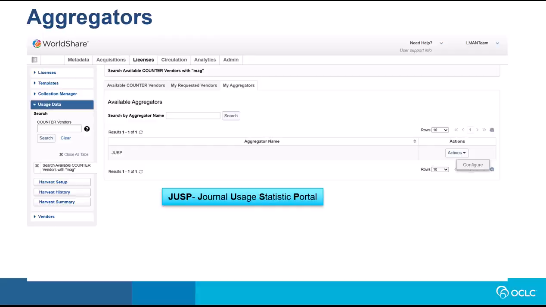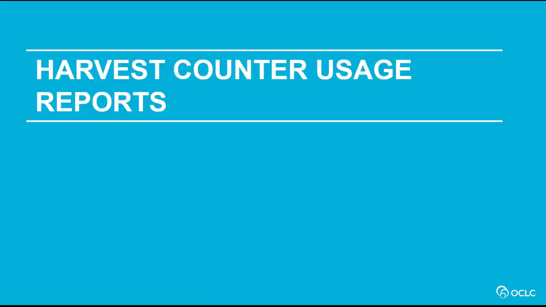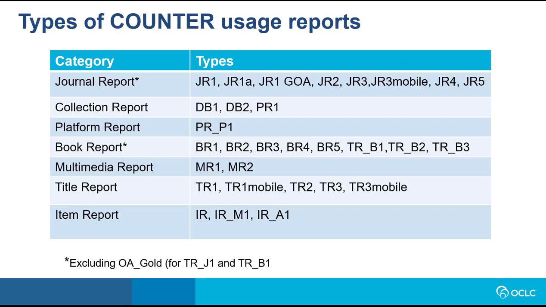After you have configured your vendors, then you can establish how you want to harvest your reports. Let's see how you can set up to harvest Counter usage reports. There are several types of Counter usage reports under the categories of Journal, Collection, Platform, Book, Multimedia, Title, and Item reports.